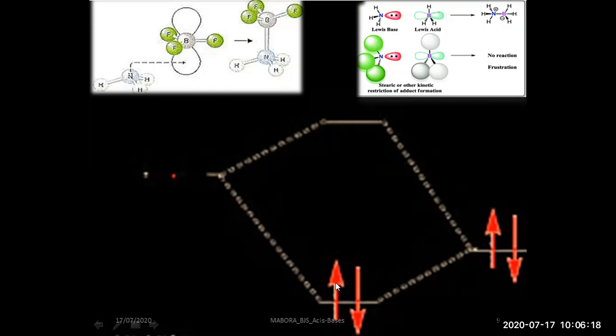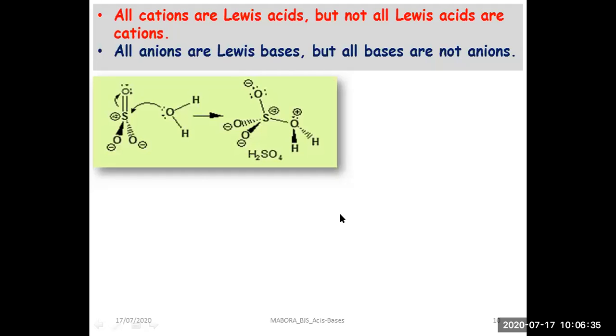So molecular orbital theory explains that you have two atoms, out of which one is giving its empty orbital, the other is giving its pair of electrons, and a bond is formed between these two. That is called an acid-base reaction as per the Lewis concept. So by the Lewis concept, all cations are Lewis acids, but all Lewis acids are not cations. Similarly, all anions are Lewis bases, but all bases are not anions.